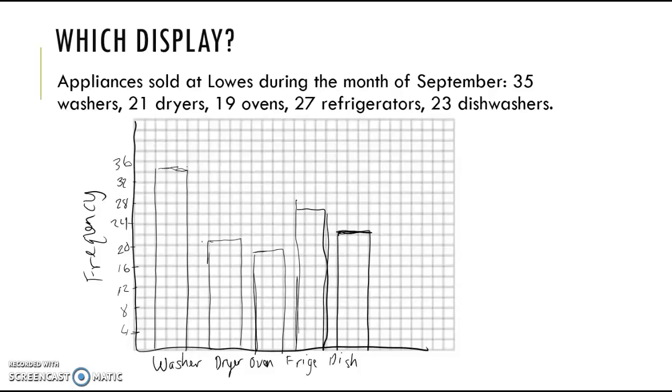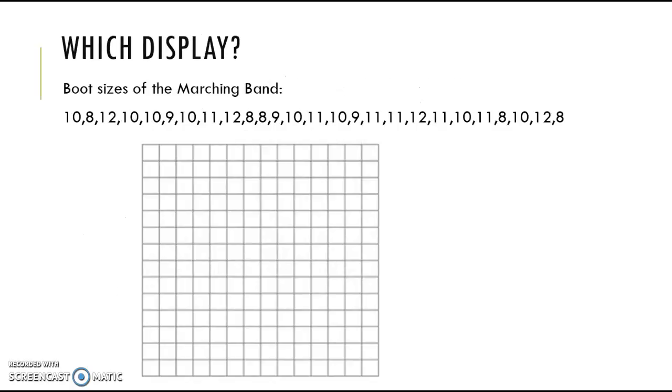Okay, let's take a look at another kind. So here we have boot sizes of the marching band. So which kind of data display would be appropriate in this case? Well, it's numeric data. It has order to it, so I am not going to want to choose the previous graph, a bar graph. Something that might be appropriate is a dot plot, and a histogram would work in this case as well. I'm going to go for a dot plot in this case because I've got numerous pieces of data that are the same.